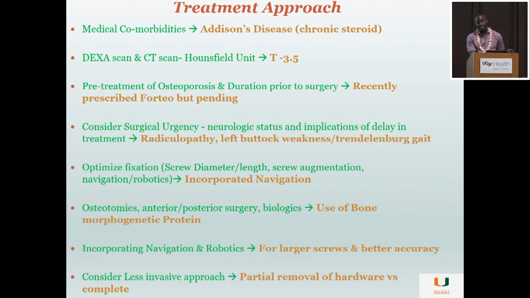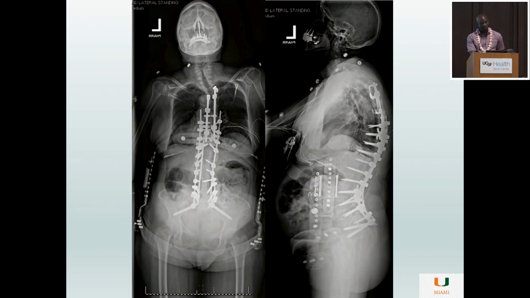But I decided to use navigation because I wanted to put larger screws than what I measured on the CT scan. And there's good evidence to support use of BMP in these patients with osteoporosis. BMP improves fusion. And in this case, luckily, she was a candidate for Forteo, which we also know helps with fusion. And as I mentioned, doing partial removal of the hardware versus complete removal.